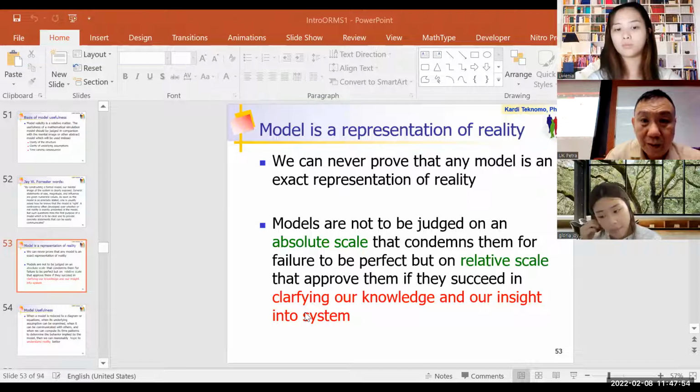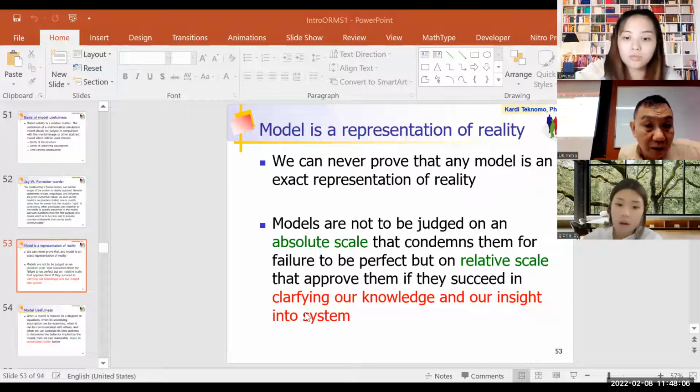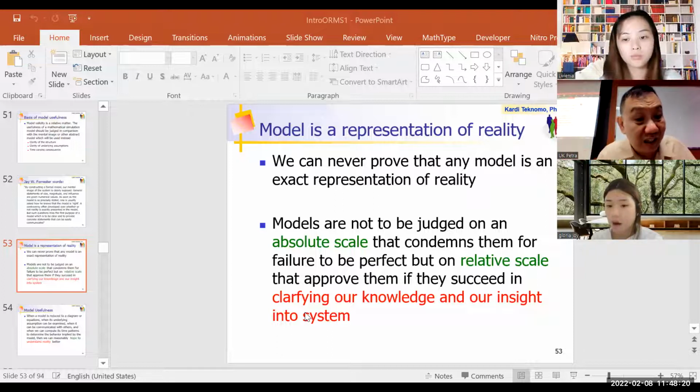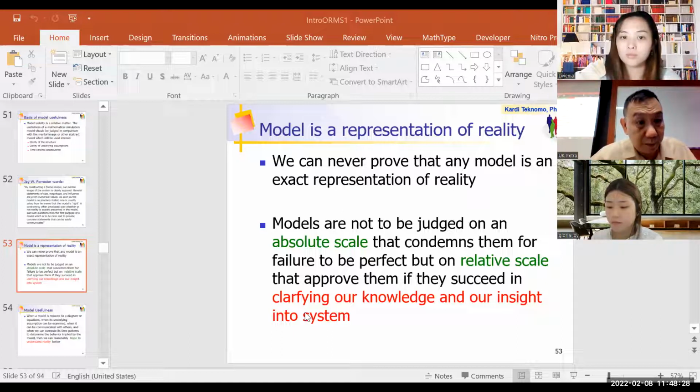So people always ask, but that does not represent reality. We can never prove that any model is an exact representation of reality. In fact, it's not. Okay, so the model should not be judged on the absolute scale to condemn them for failure to be perfect, but on the relative scale, that we approve them if they actually succeed in two things: clarifying our knowledge and providing insight about the system.